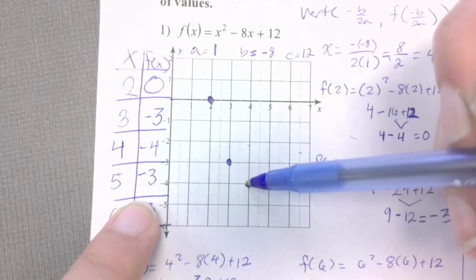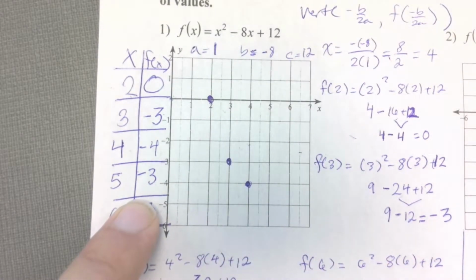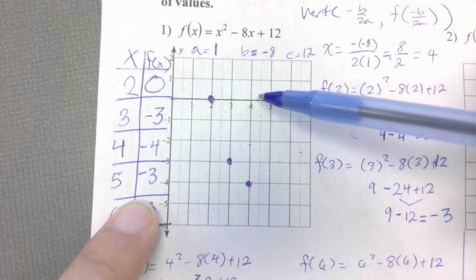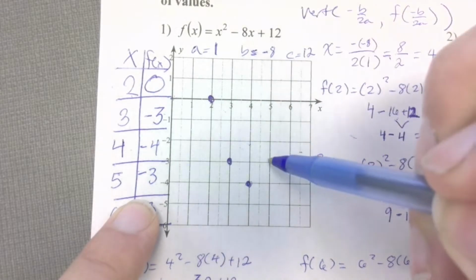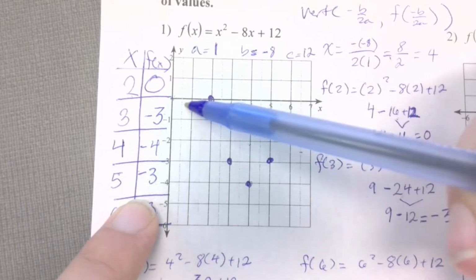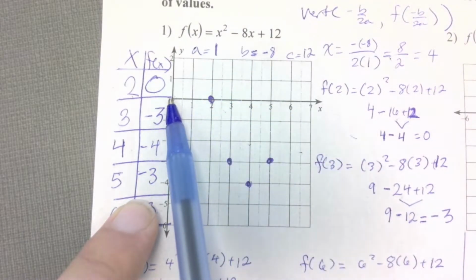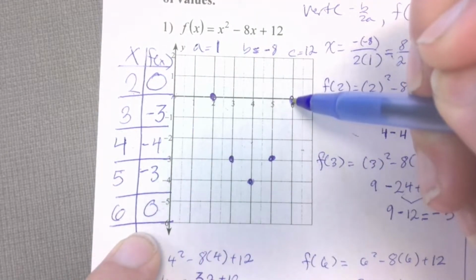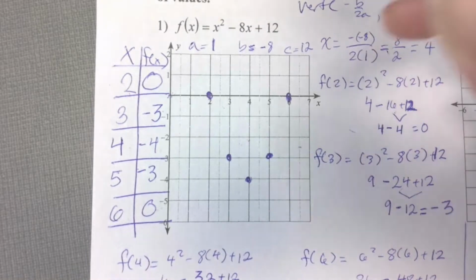Front table again. Gilbert's table. 5 to the right and down 3. Good. Lysandra, back to your table. So 6 to the right. Go nowhere. Okay, good. Now draw a nice curve.